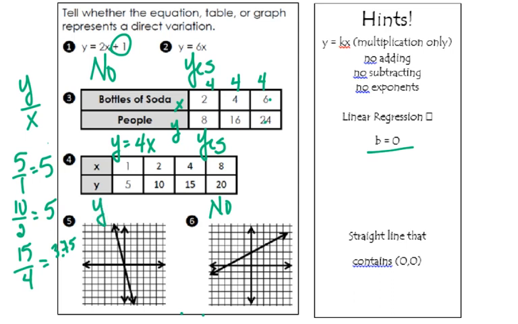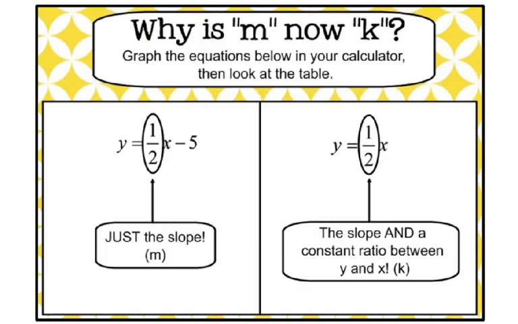The equation here would be y equals 2x plus 5. Now our graph. Again, if it goes through the origin, then this is direct variation. If it does not go through the origin, then this is not direct variation.